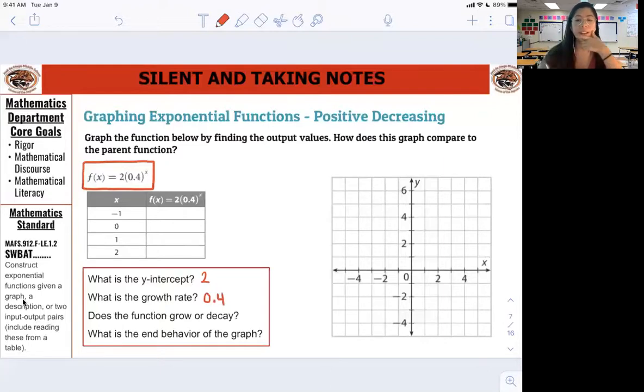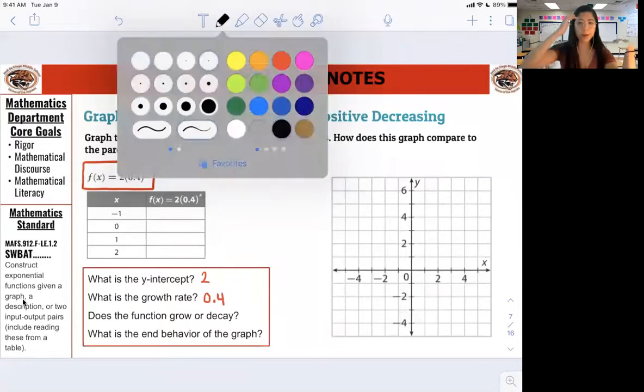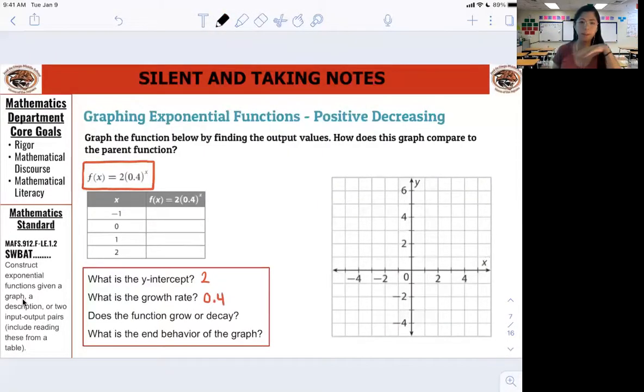That's a very good guess. So let's take a look at what happens. The best way to find out is by plugging in those numbers and then putting them on your graph. So my y-intercept is 2. I'll start by putting that right into my table. And then we're going to go ahead and plug in a 1.